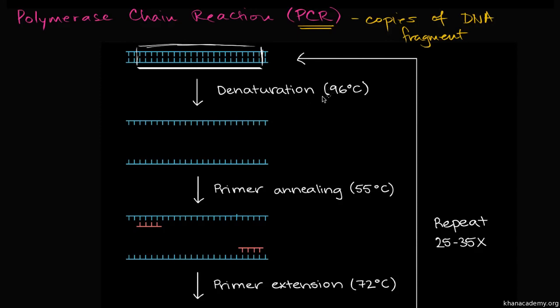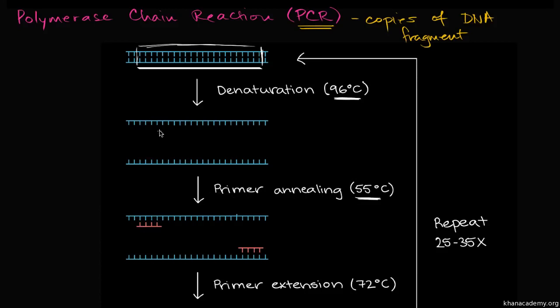It's a weird word. You have 96 degrees Celsius, so this is almost at the boiling point. So it's quite hot, and that separates the two strands. Precisely. And so once they're separated, then you can cool things down, although this still isn't that cool. 55 degrees Celsius would be very uncomfortable. But you would cool it down to this, and then these primers show up.